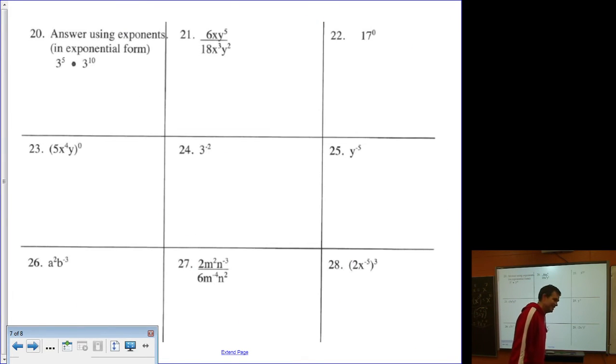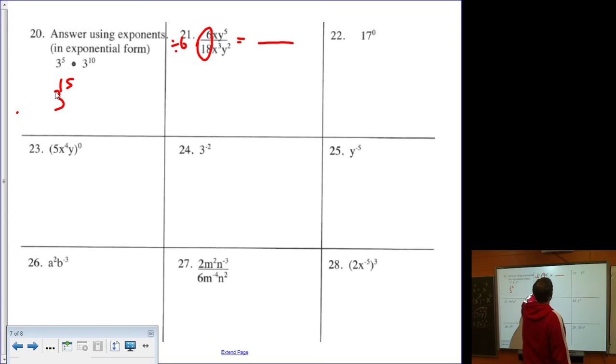So, here these have the same base, so I can just add the exponents. 5 3's and 10 3's all multiplied together would be 15 3's multiplied together. Here I need to, number 21, I need to reduce the fraction, 6 over 18. 6 over 18 can be reduced because both are divisible by 6. 6 goes into 6 once, 6 goes into 18 3 times.